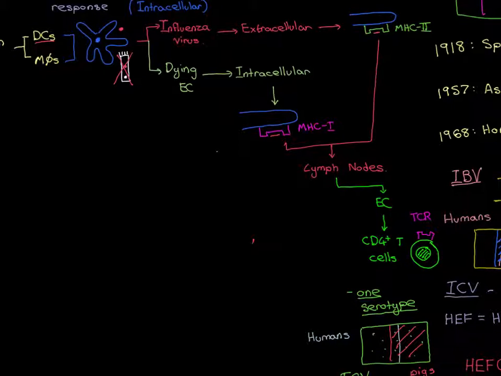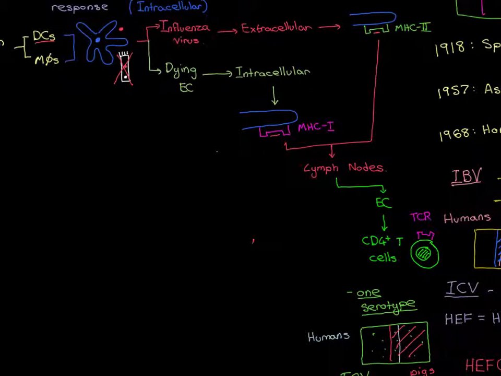Now, each T cell receptor will be designed to bind to either MHC class 1 or MHC class 2. All of the CD4 positive T cells, their T cell receptors only bind to MHC class 2, not MHC class 1, which is why they're going to be involved in this extracellular response. But all of the different CD4 positive T cells will have slightly different T cell receptors that can recognize MHC class 2 with a different peptide fragment in. So I hope you understand this.